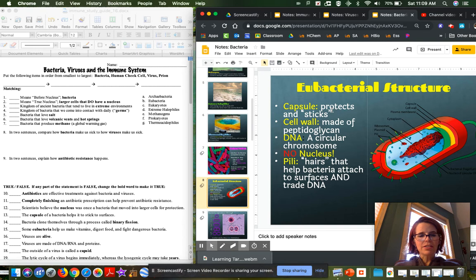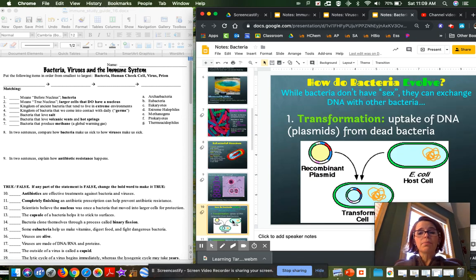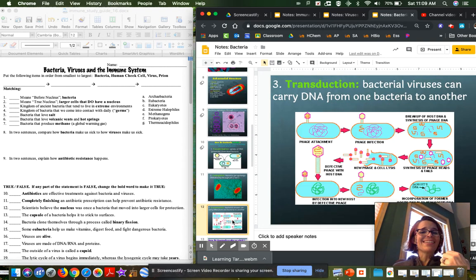Number 14, bacteria clone themselves through the process of binary fission. That is true. They are clones, so they can't make new DNA except through an accidental mutation. So then we studied different ways that they can get new DNA by sucking up the DNA of bacteria that are dead, or by exchanging DNA with a different bacteria, or by getting DNA from a virus that picks up the DNA from one bacteria and gives it to another.